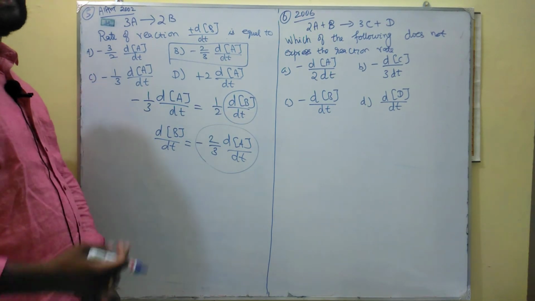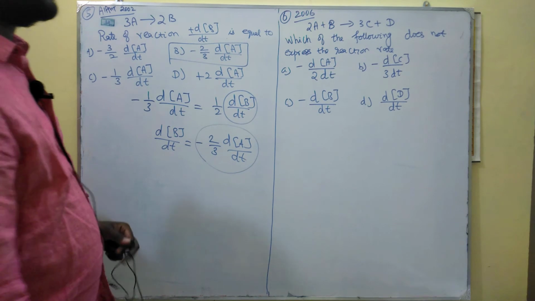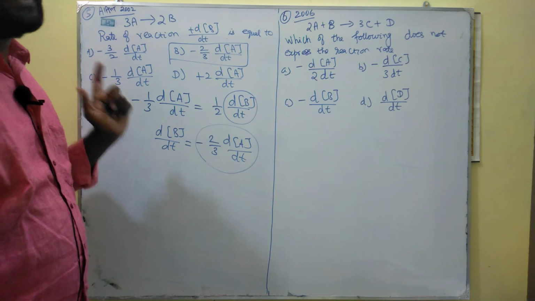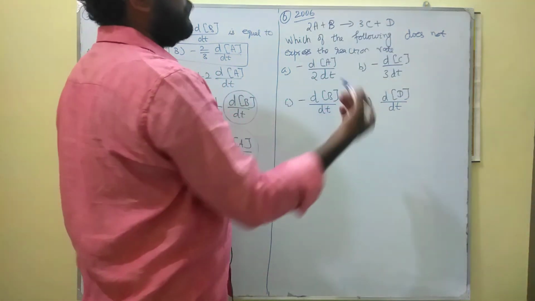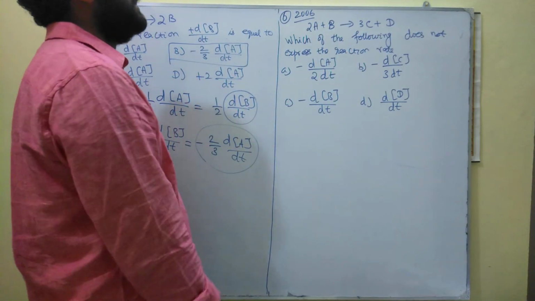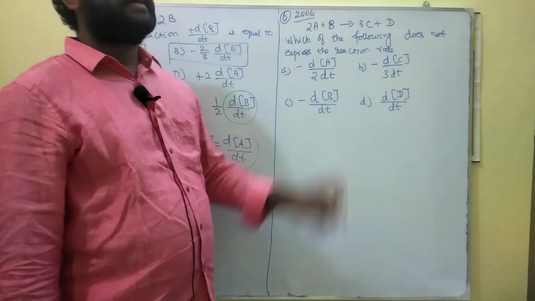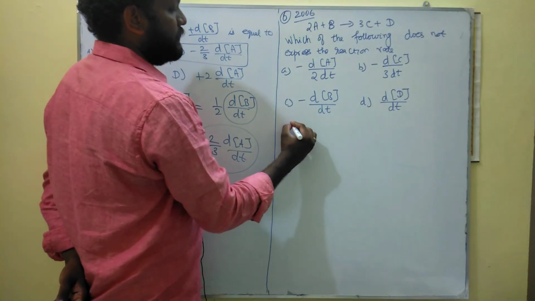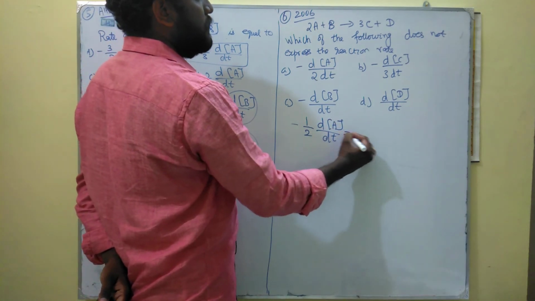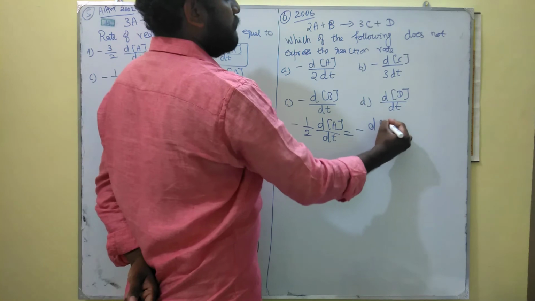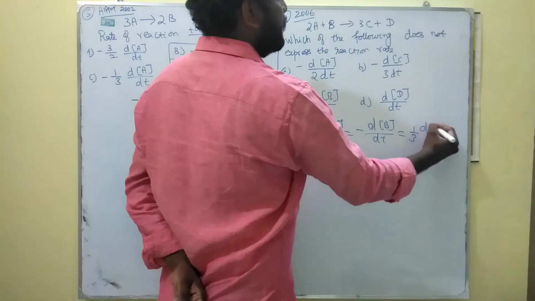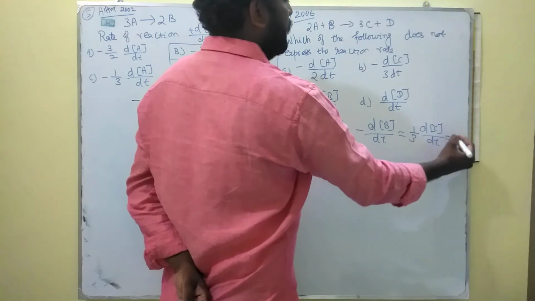This is a basic question from the rate of chemical reaction. If you know how to write the rate of a chemical reaction, such types of questions are very simple. Another reaction related to rate of reaction is a theory-based question: 2A plus B gives 3C plus D. Which of the following does not express the rate of reaction? Suppose we consider the rate of reaction as minus 1 by 2 change in concentration of A with respect to time, minus d[B]/dt, and for products 1 by 3 d[C]/dt and d[D]/dt.